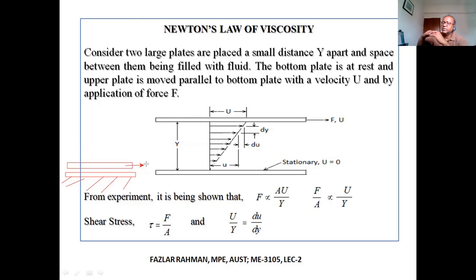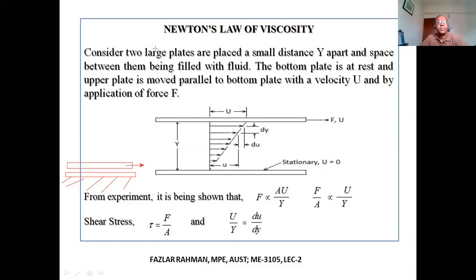Then if you need to move a bigger plate, you need higher force. Bigger plate means the area of the upper plate is increasing, right? If area increases, you need a bigger force. And the amount of force you need to move the plate will also depend on what type of fluid is inside. Is it water, or vegetable oil, or tar or honey? If it is a denser fluid, then you might need a higher force.